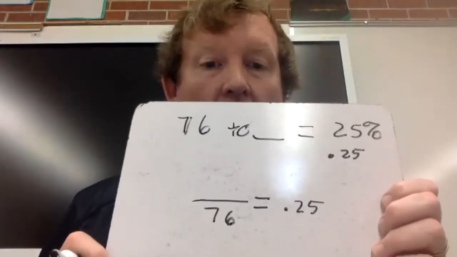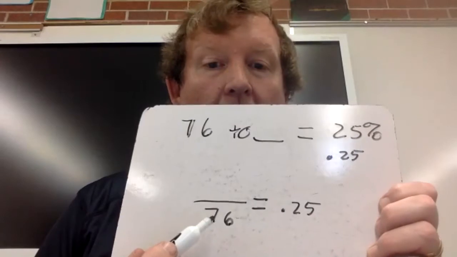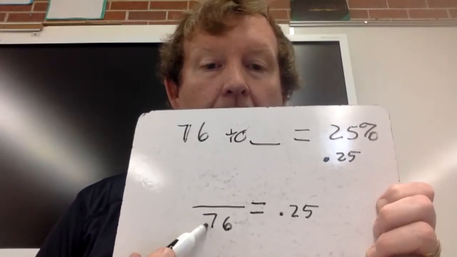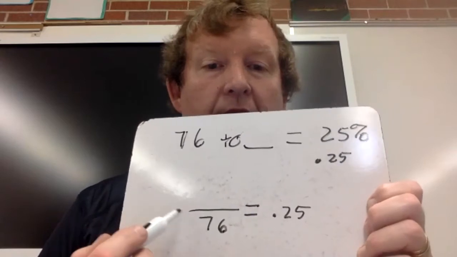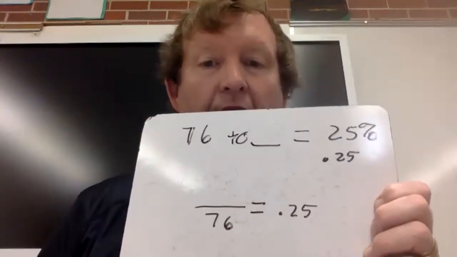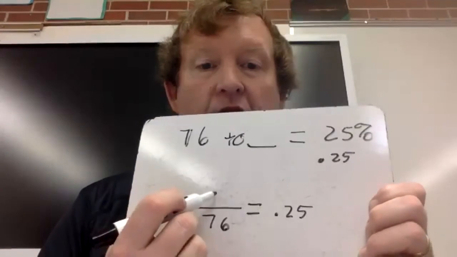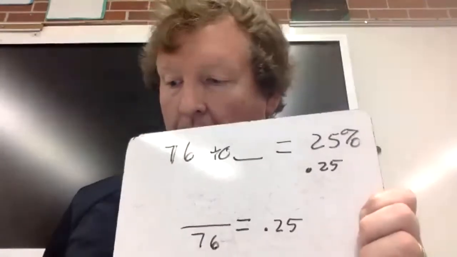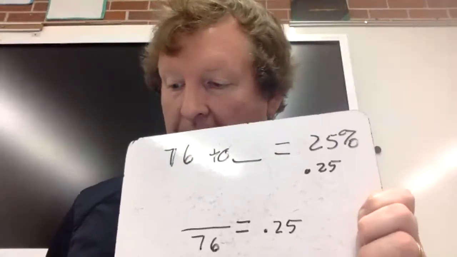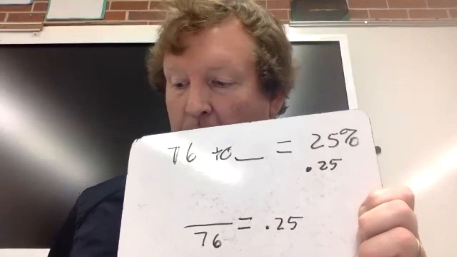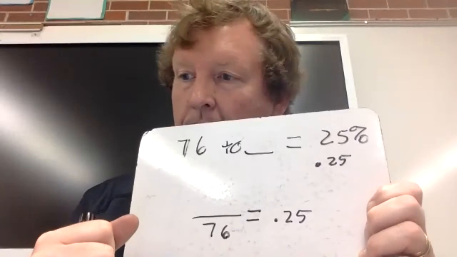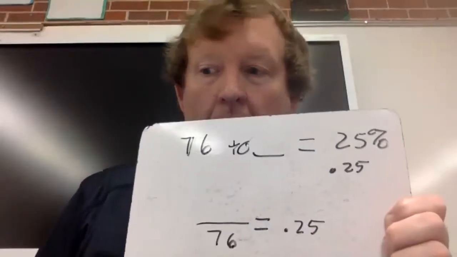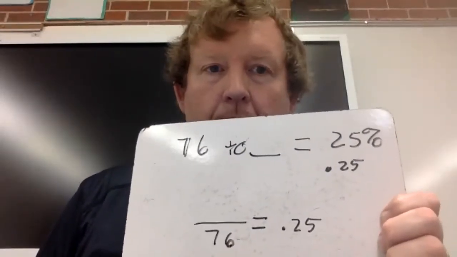Now to find the new number, I believe we're going to take 76 times 0.25, and that will give us the amount of change. Let's do that right now. 76 times 0.25. Okay. Yes. All right, there's the first step.